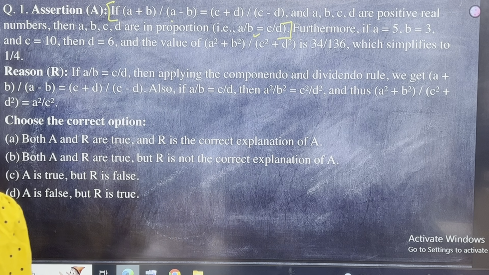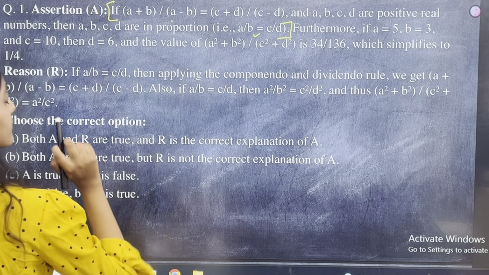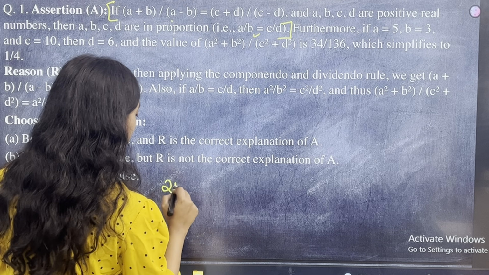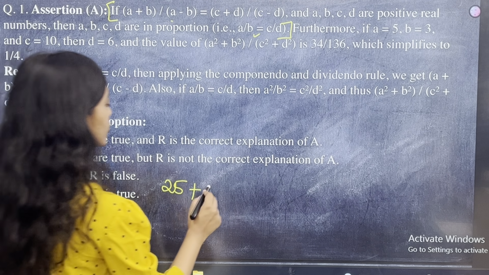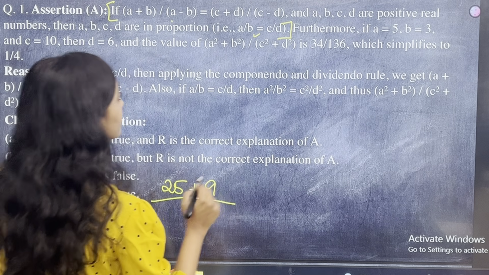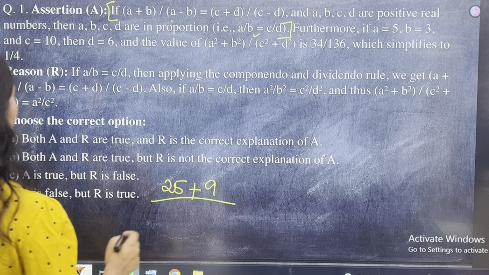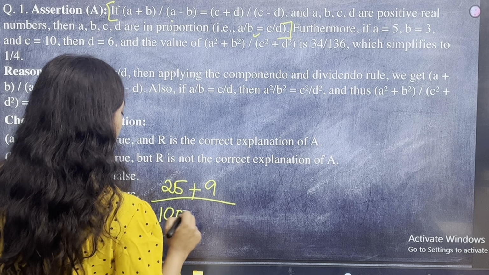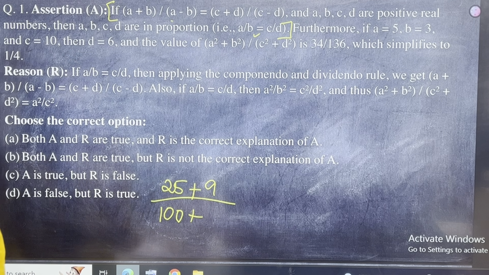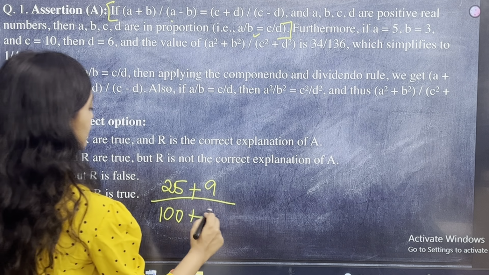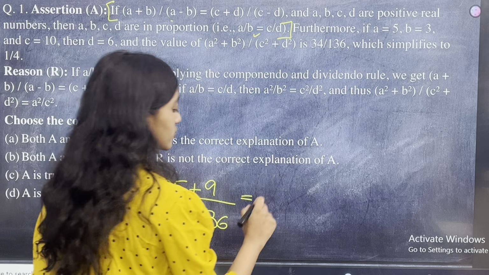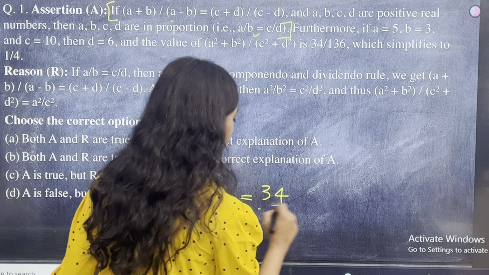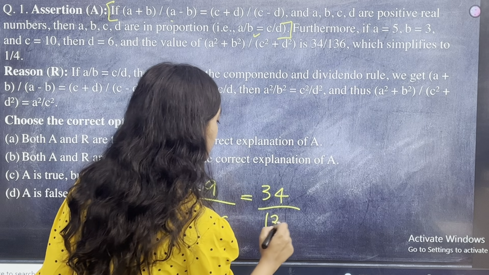They are saying a square plus b square. A square is 5 square, which is 25, plus b square, which is 3 square, which is 9, divided by c square, which is 10 square, which is 100, plus 6 square, which is 36. This is how much? 25 plus 9 is 34, divided by 100 plus 36, which is 136.